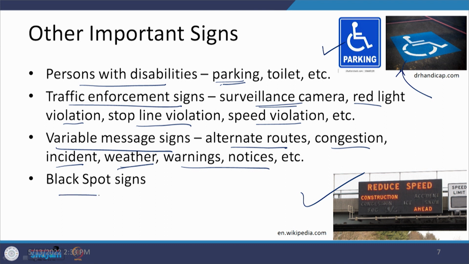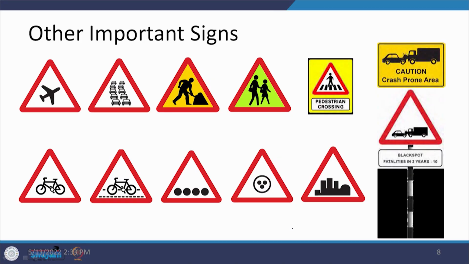One more important category is the black spot sign. You have studied this black spot before in accident analysis and studies. It relates to those particular locations where the propensity for crashes is high or there is a history of crashes. If they have been identified, then that has to be informed to the driver beforehand, so that they can control their speeds, look around, and see what needs to be done to ensure their safety. Look at some other important signs.